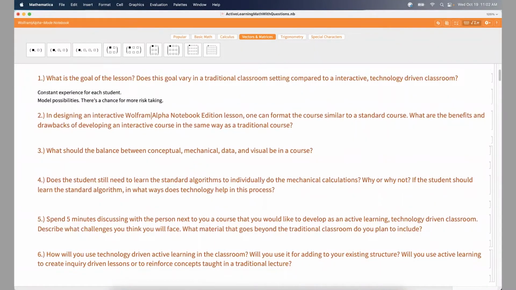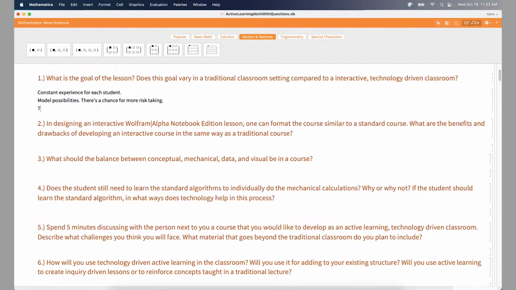Are there any more thoughts on the differences between a traditional classroom and an interactive classroom? Right, so in a traditional setting, we have more lecture driven. We're going to see how you can develop a class from the ground up using technology, but also how you could combine this with a traditional section as well.